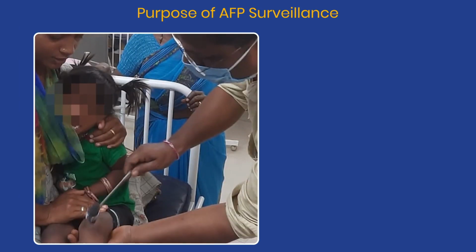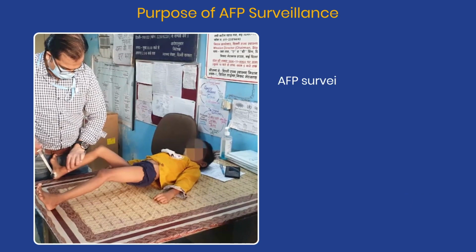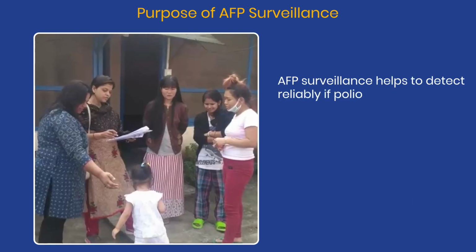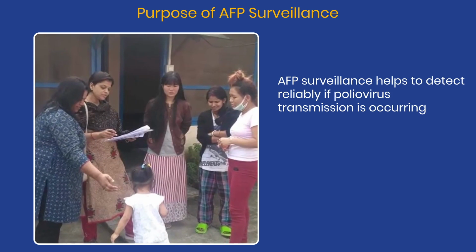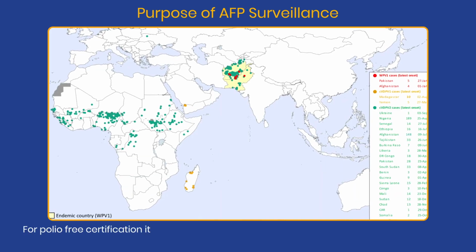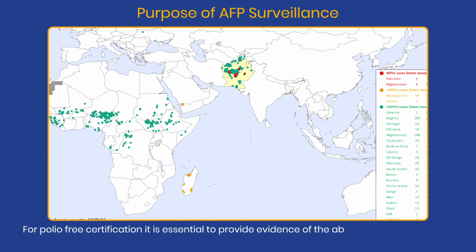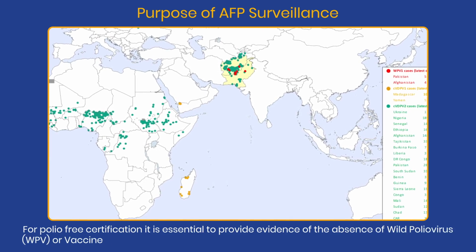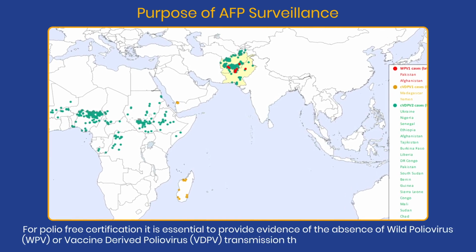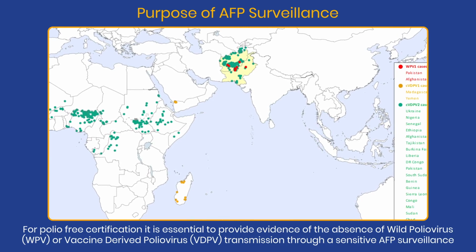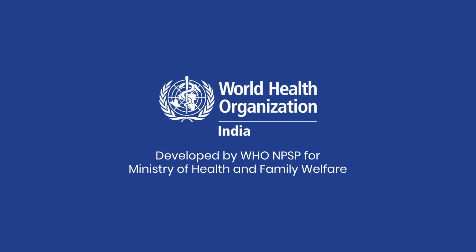Now let us look at the purpose of AFP surveillance. AFP surveillance helps to detect reliably if polio virus transmission is occurring. For polio-free certification, it is essential to provide evidence of the absence of WPV or VDPV transmission through a sensitive AFP surveillance. AFP surveillance will continue until global polio-free certification is achieved.